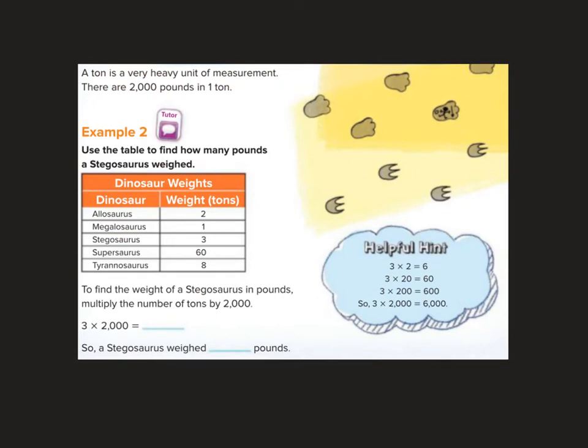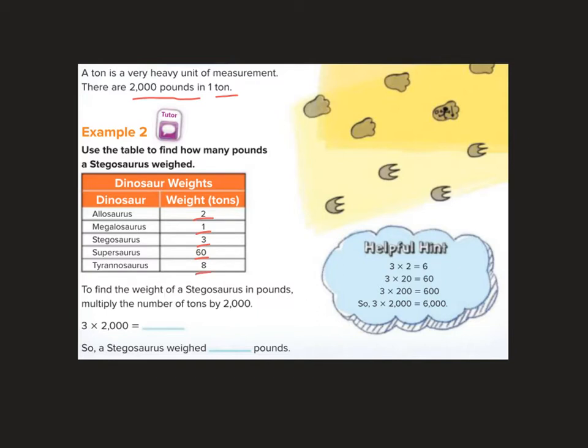A ton is a very heavy unit of measurement. Remember yesterday we were talking about how a car weighs a ton. 2,000 pounds are in 1 ton. Use the table to find out how many pounds a Stegosaurus weighed. An Allosaurus 2 tons, Megalosaurus 1 ton, Stegosaurus 3 tons, Supersaurus 60 tons, wow, Tyrannosaurus 8 tons.